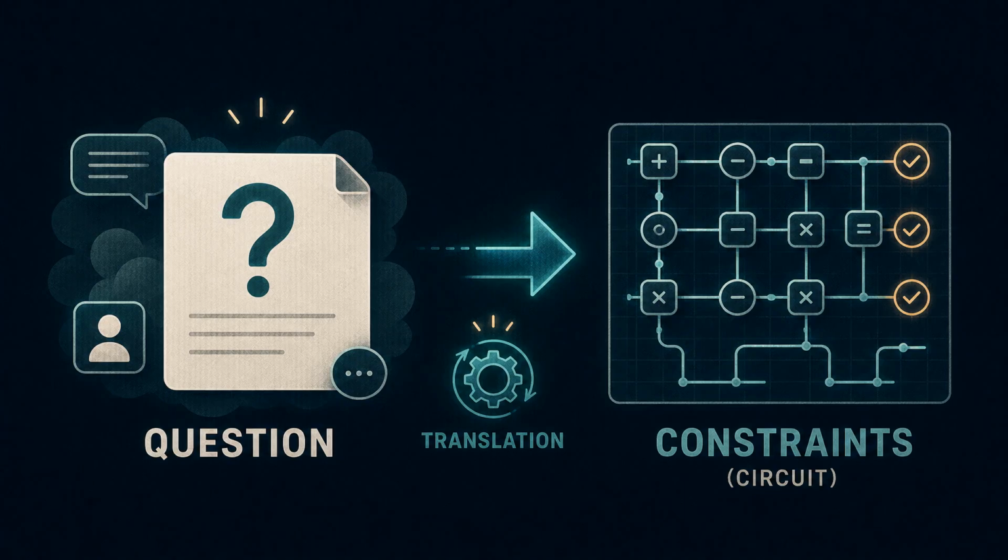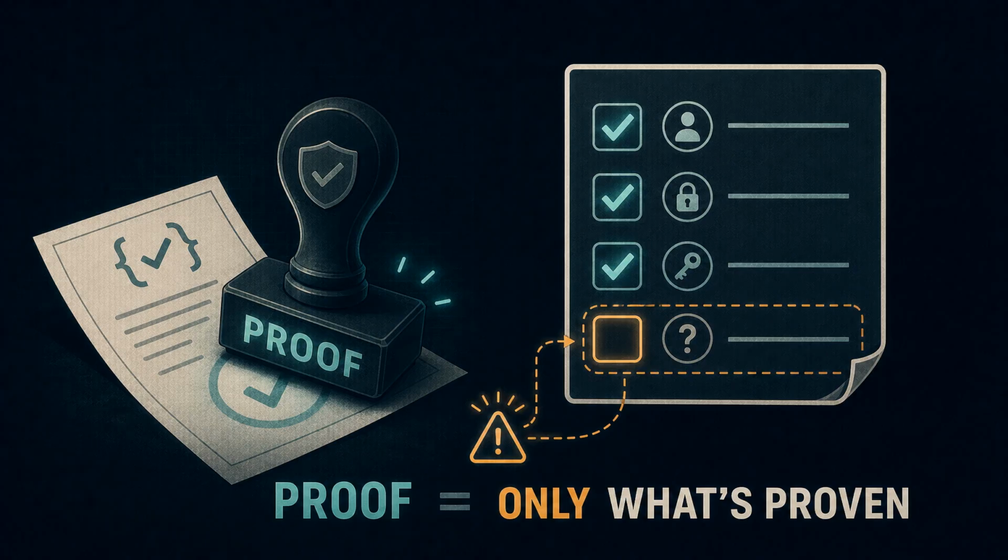To make a proof, developers usually express a claim as a circuit or a set of constraints. That means they translate a normal question into a form the proof system can understand. This translation step is one of the hardest parts of building real applications. A proof only proves what was written into the statement. If the statement is incomplete, the proof may be perfectly valid, but still not mean what people assume. Good zero-knowledge design starts with asking exactly what needs to be proven.